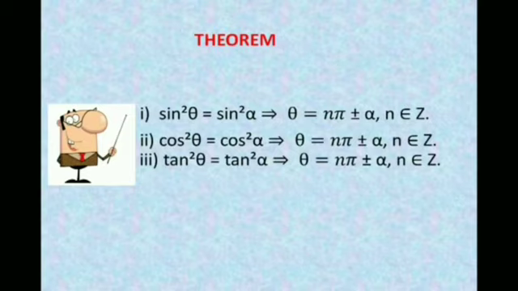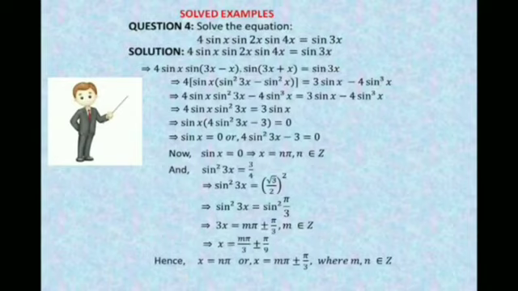So always remember that if sine square theta is equal to sine square alpha, then theta is n pi plus minus alpha. Same with the case of cos square theta is equal to cos square alpha and tan square theta is equal to tan square alpha. You can get the value of theta if you just remember this relation. This is a very important relation. Just one example I'm taking here.